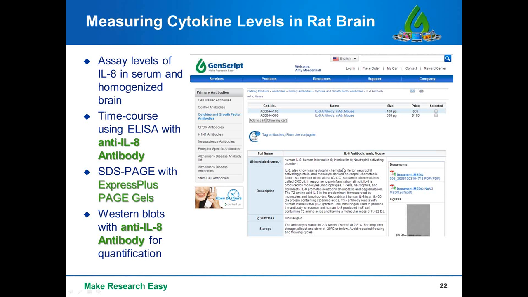So here, this is just a screenshot showing the IL-8 antibody. You can get it from mouse. It's monoclonal, and you can read the information on GenScript's website.